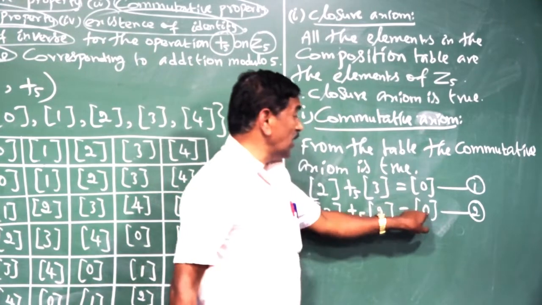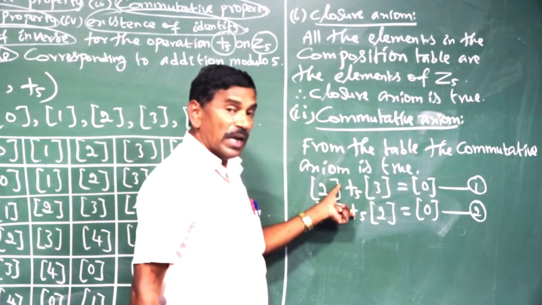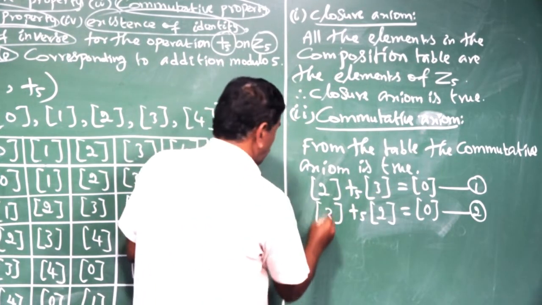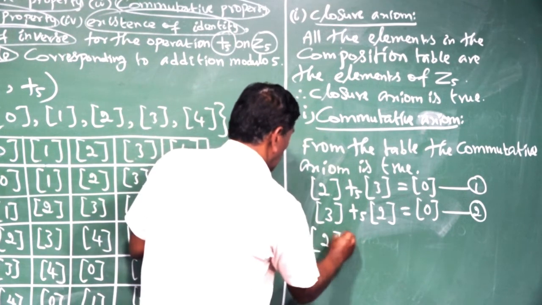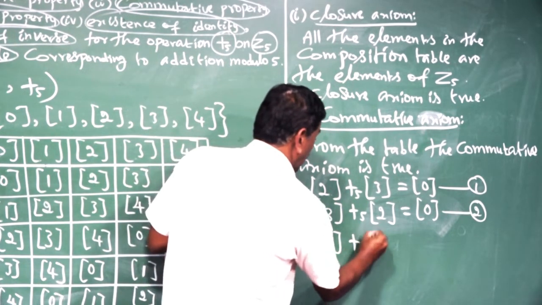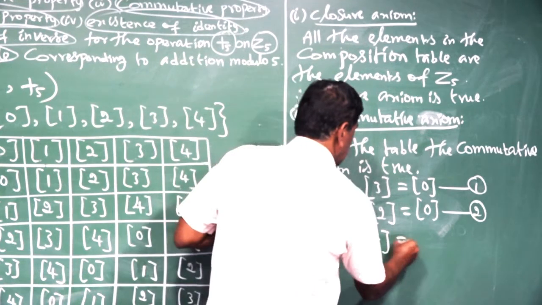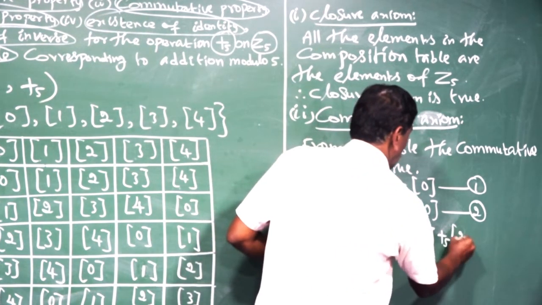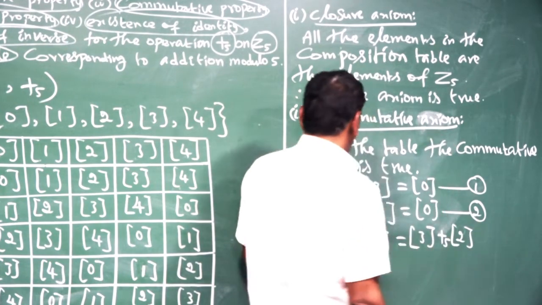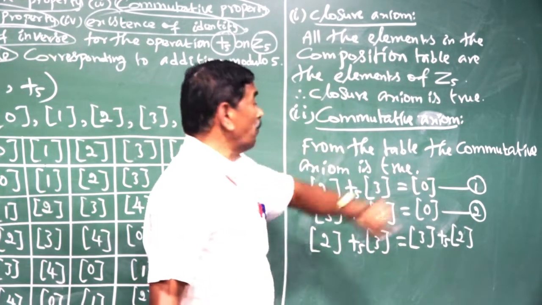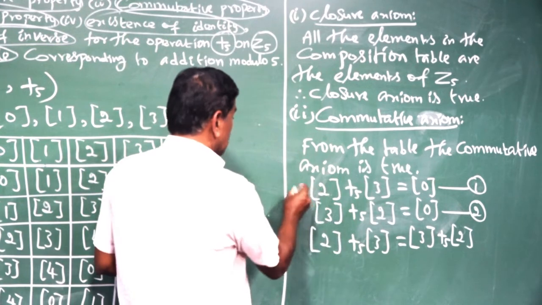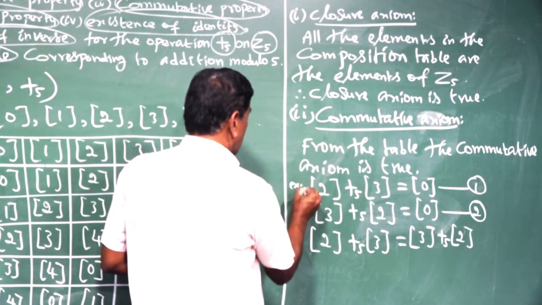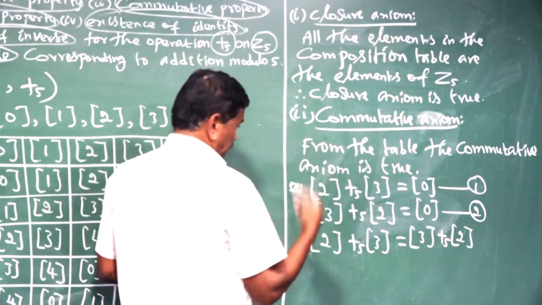From 1 and 2 it is clear that the RHS are equal, therefore the LHS are equal. That is, listen, 2 addition modulo 5, 3 is equal to 3 addition modulo 5, 2. Yes. Therefore, as we already told, the commutative axiom is true. So which is the example. Okay. Example is ready.